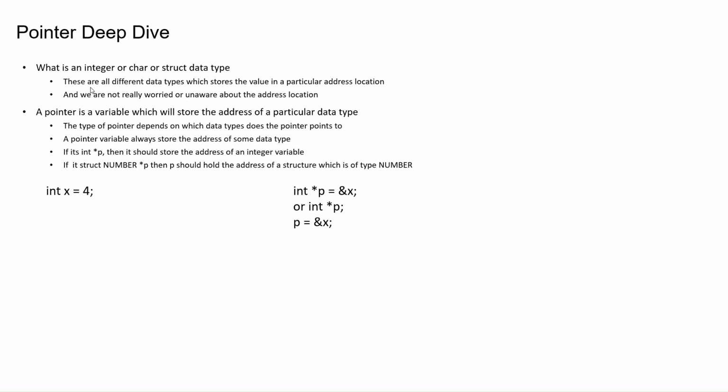So first of all, what is an integer or char or struct data type? These are all different data types which store a value in a particular address location. When you declare a variable, int x, int is the data type, x is the variable name, and then the value you are assigning. When you assign the value, we are not really bothered about the address location.